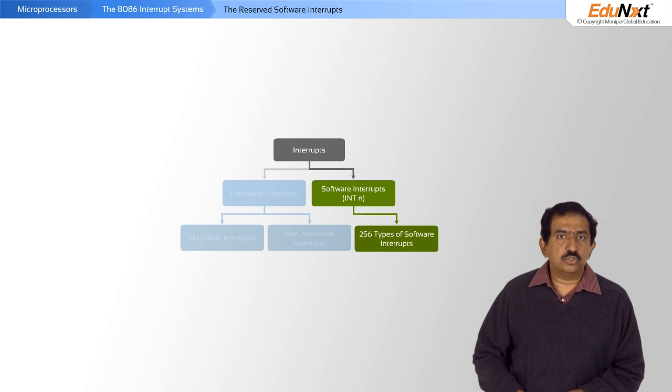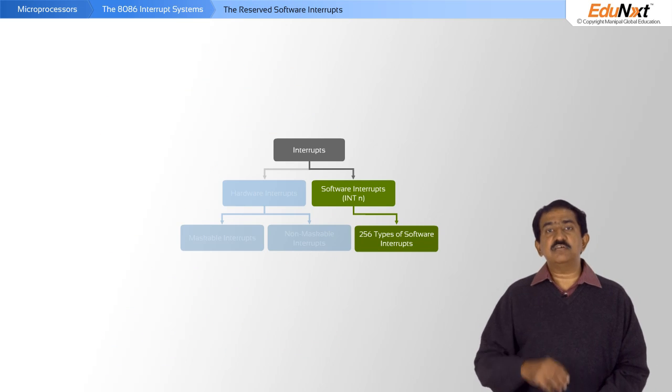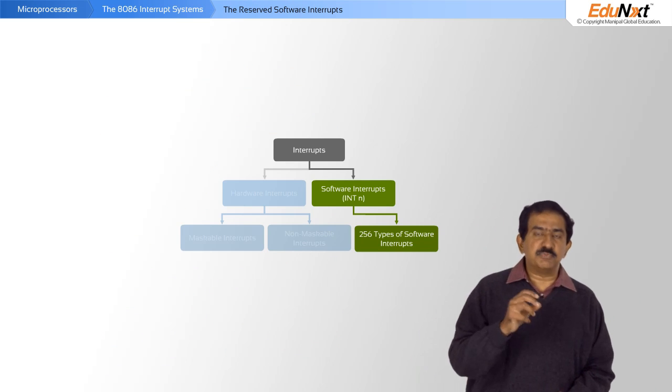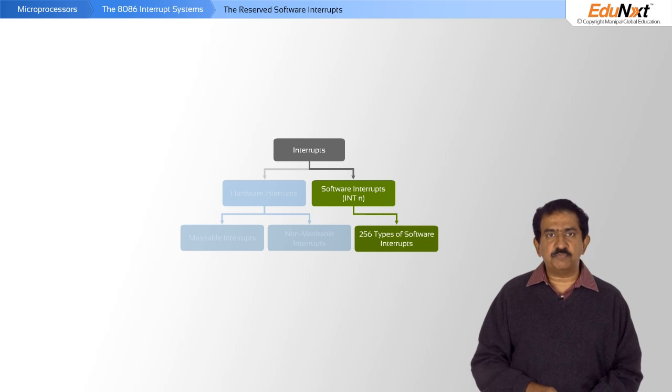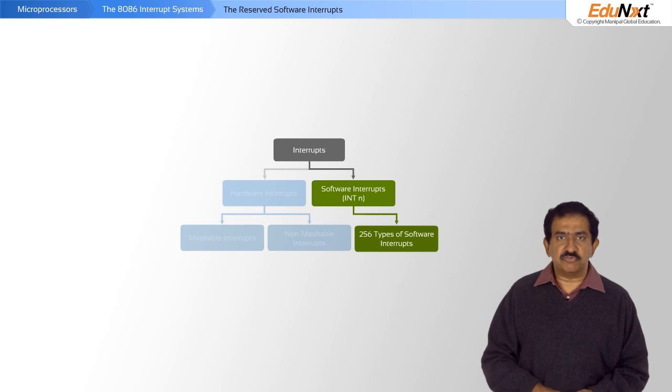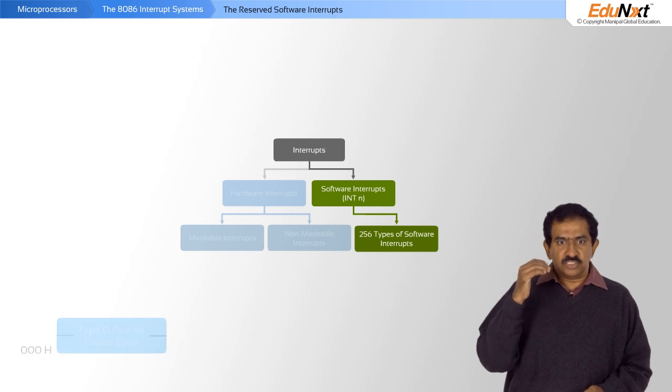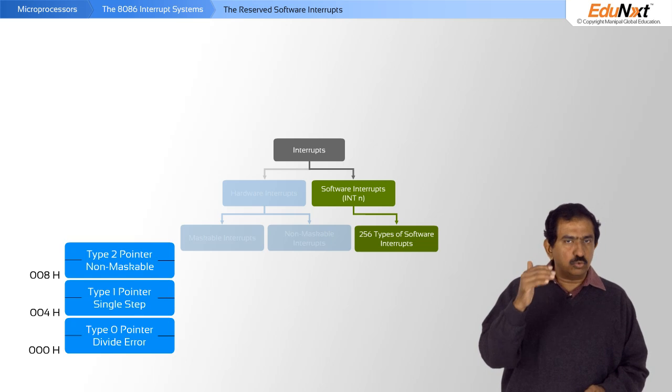The architects of the 8086 have reserved a set of interrupts for specific uses. Out of the 256 that we have, some are really reserved. So that's type 0, type 1, type 2, type 3 and type 4.